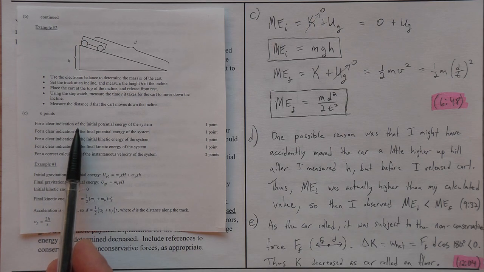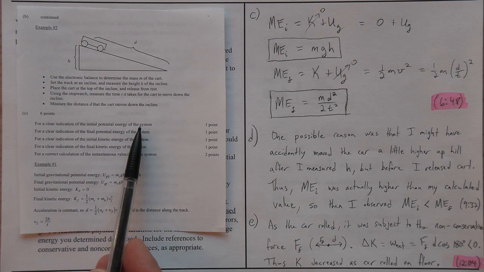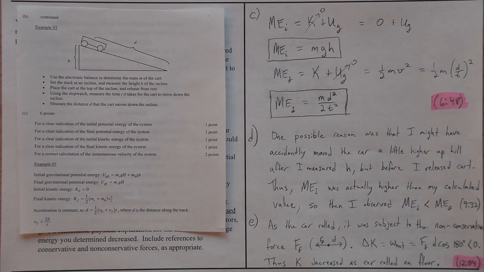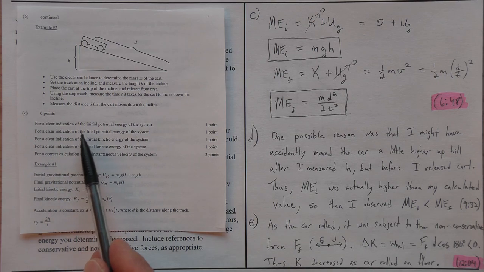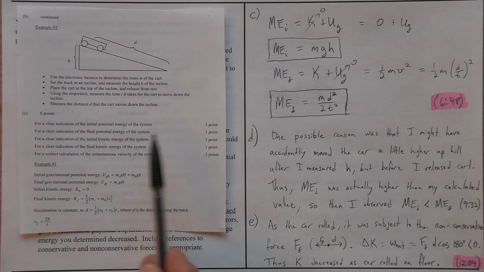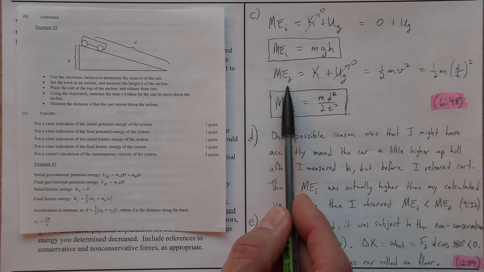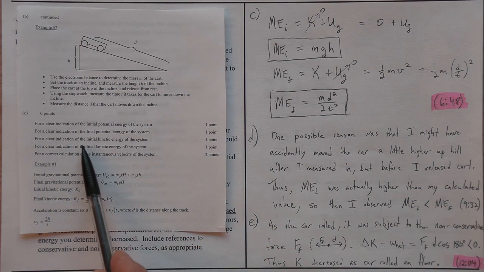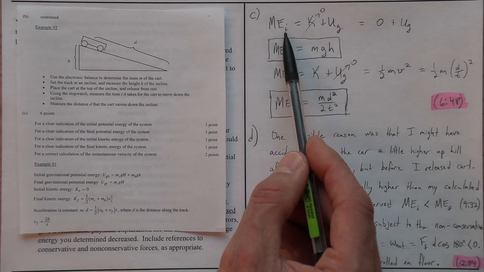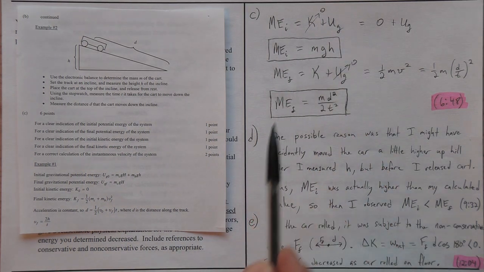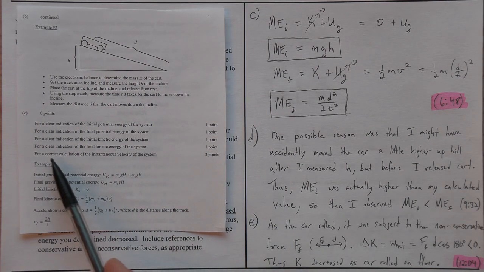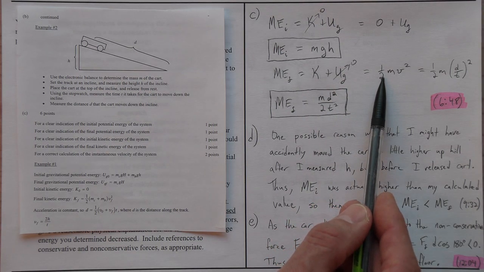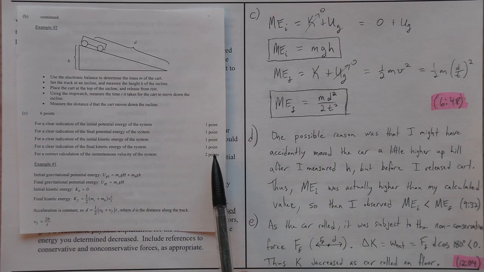First thing, 1 point for a clear indication of the initial potential energy of the system, which I have. The initial is mgh. And then 1 point for a clear indication of the final potential energy of the system. I crossed it off at 0. That's the final potential energy. So I think I get that point as well. For a clear indication of the initial kinetic energy of the system, well, here's the initial kinetic energy. I indicate that it's 0. So I think I'm up to 3 points now. And then for a clear indication of the final kinetic energy of the system, yes, I have 1/2 mv squared. Okay, so that's the 4th point.